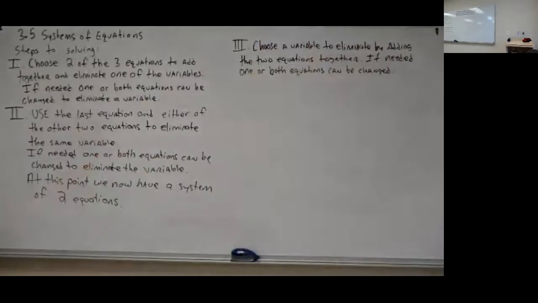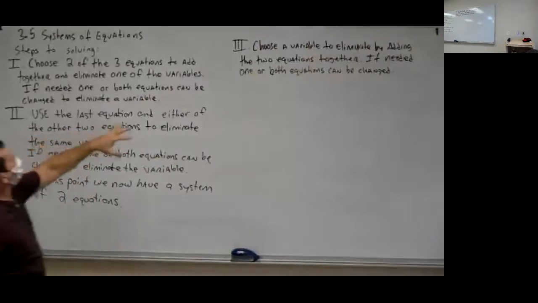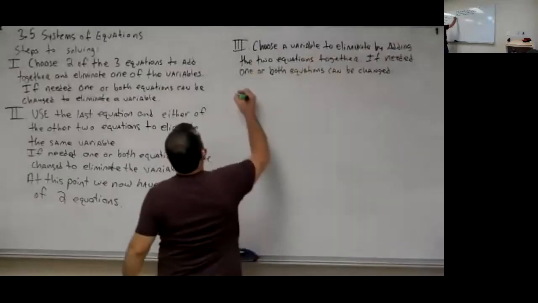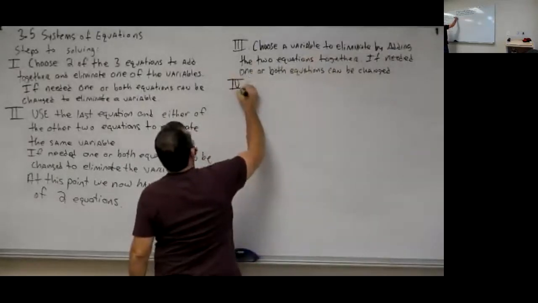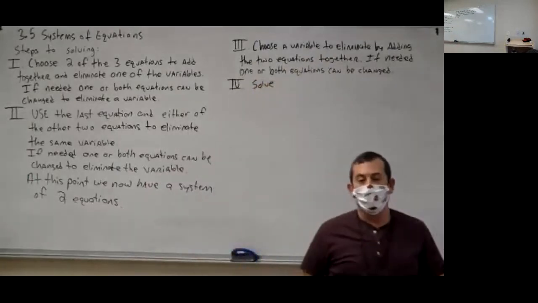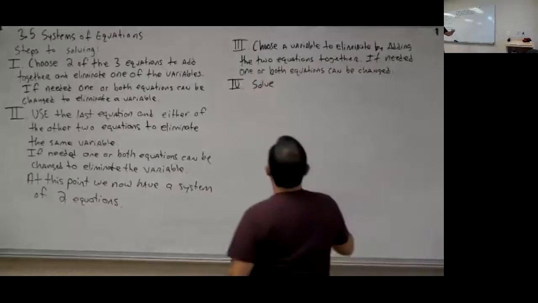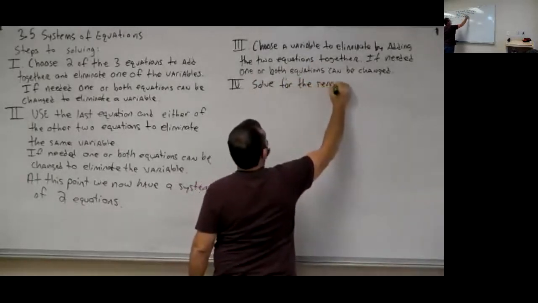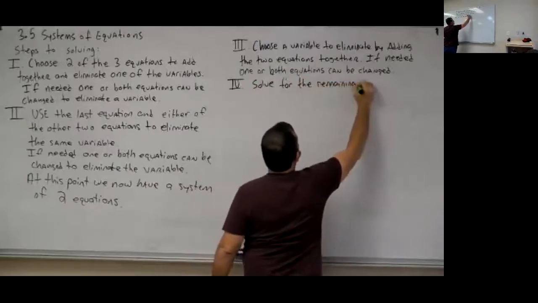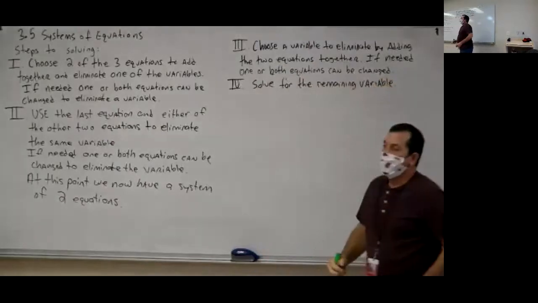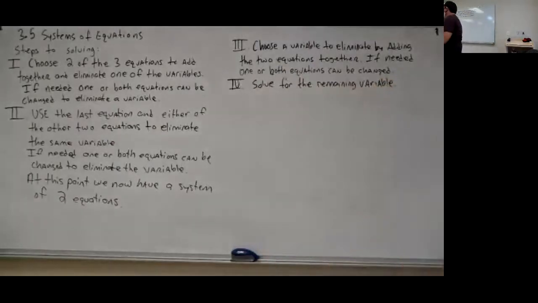All right, so I'm eliminating my second variable. At this point, that's going to leave me one variable. So at that point, I'm going to solve for the remaining variable. You'll either have x, or y, or a z equal to some number at that point. So we're happy.